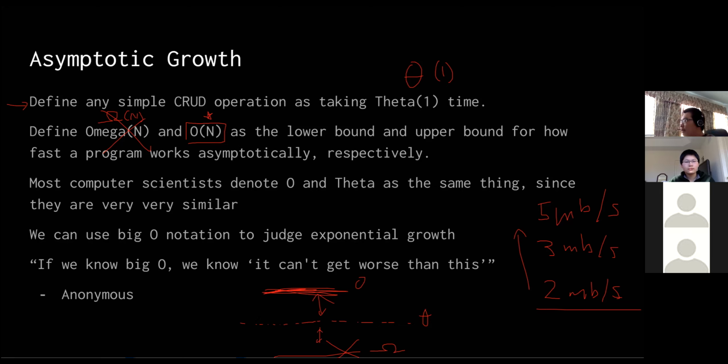Now, if you know the squeeze theorem, you know that this is between two different functions, but that's not too important. Another important thing is that most computer scientists denote O and theta as the same thing, since they're very similar. What does that mean? That means that O is closer to theta than you think. Omega and theta are close, but we don't really care about omega. Most people just denote O time as theta time, because O time and theta time are very, very close. It's a constant off. And in computer science, we don't really care about the very little distance between O and theta.